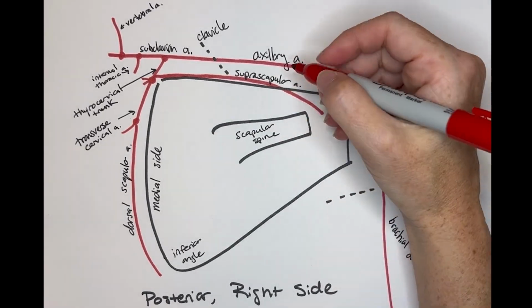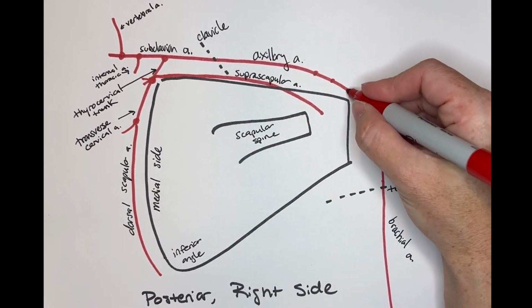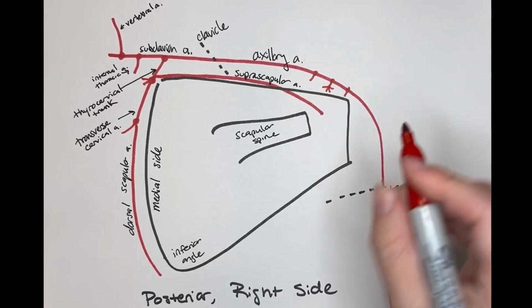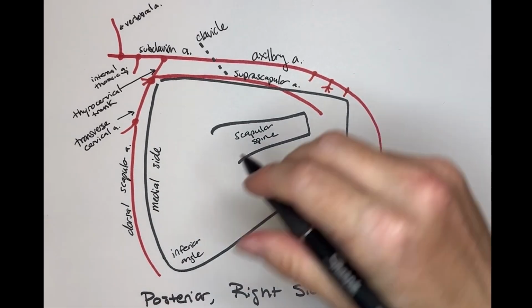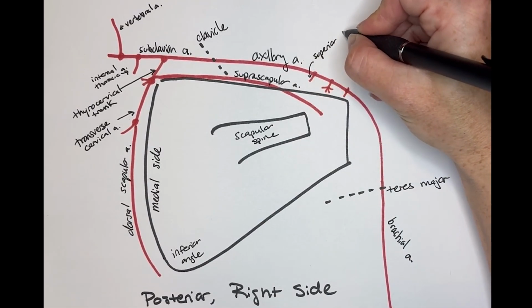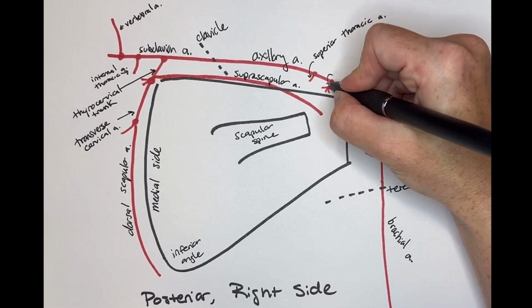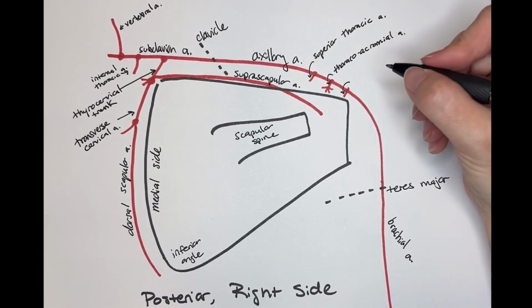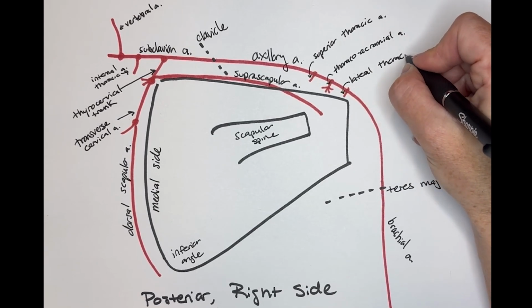Next up are the branches of the axillary artery. Some of these I'm going to cover pretty briefly. So first, 1, 2, with 4 branches, and 3. That first branch is the superior thoracic artery. Our second branch is the thoracoacromial artery. And our third branch is the lateral thoracic artery.